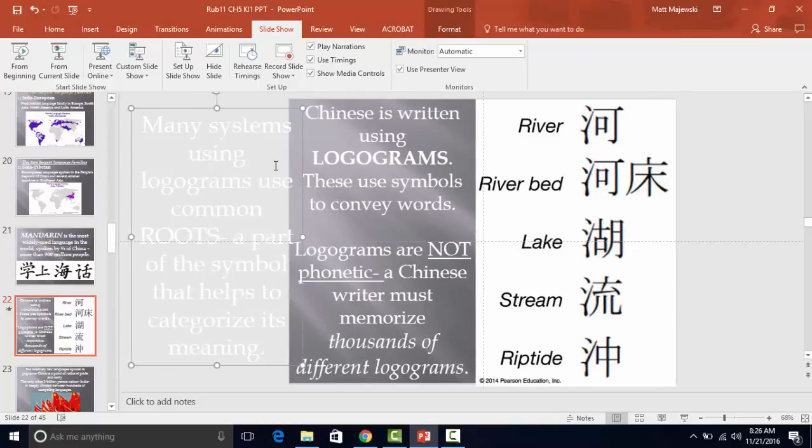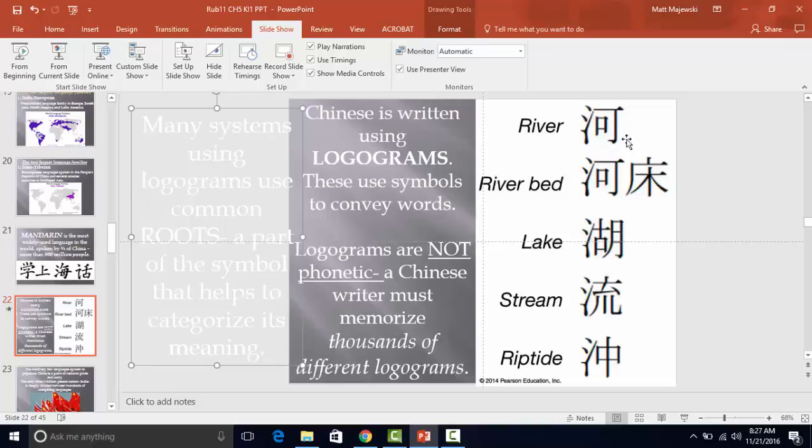Many systems use something called logograms. It's a symbol that helps to categorize its meaning. Chinese is written using logograms. They use symbols to convey words. They're not phonetic. A Chinese writer must memorize thousands of different images or logograms in order to write their language down. So you can kind of see what we mean here when we talk about logograms. It's not like a traditional alphabet. Every image represents a word in the language.